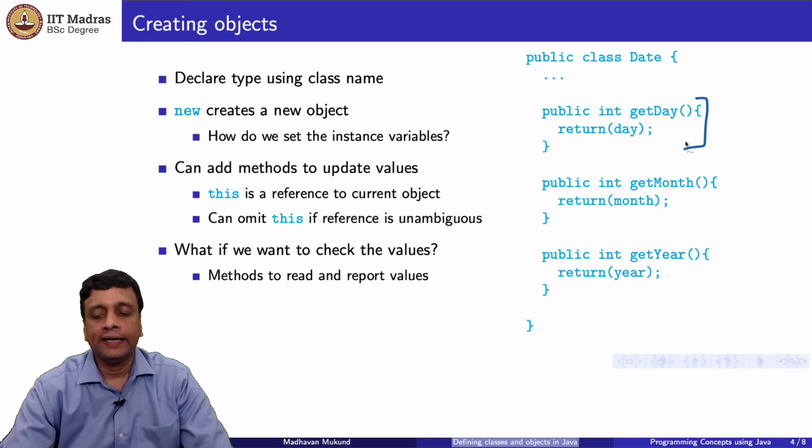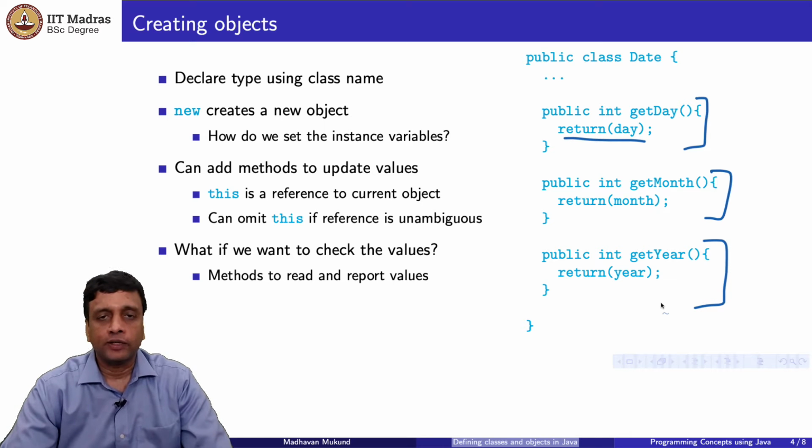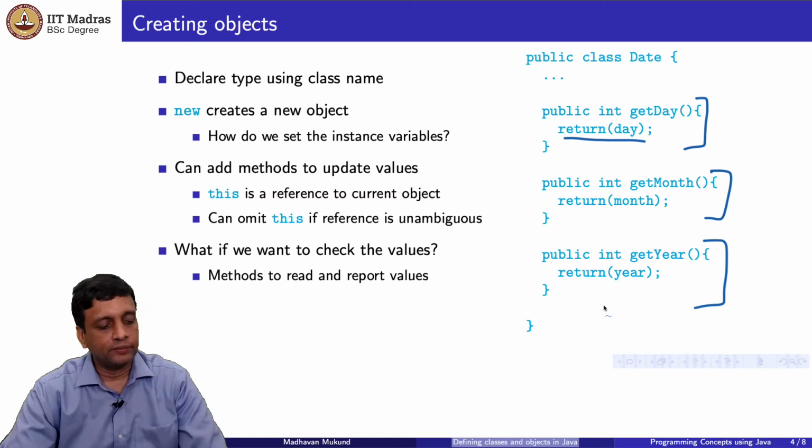There's one function called getDay, which returns the current value of day inside this object. We have getMonth, which returns the current value of month. And we have getYear, which returns the current value of year. So these functions only report the current value, they don't update it.